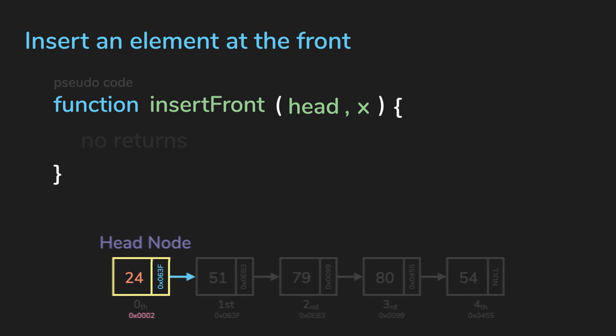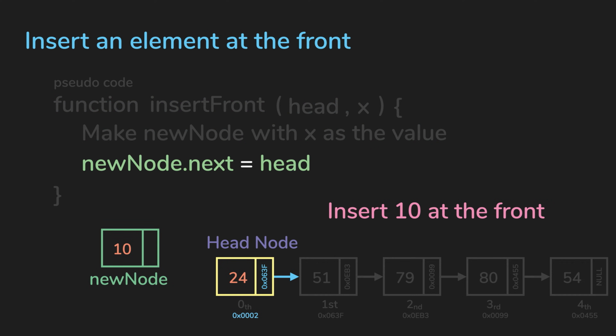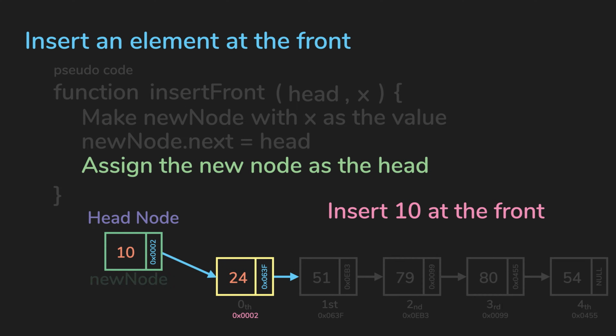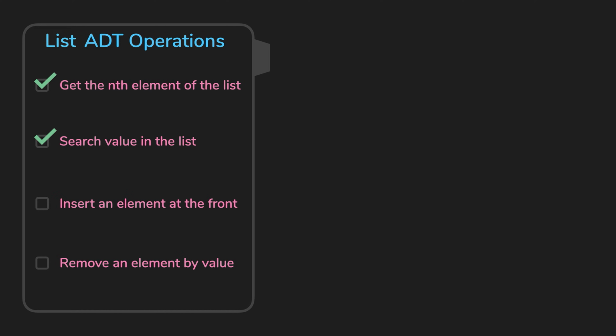So first, let's make a new node and set the value as the input that was passed in. Then we make the next of the new node point to the head. The head, which is now the second node, is already pointing to the next node, so we don't have to do anything about that. And as the last step, we will assign the new node as the head of the linked list. Cool, so that was insert at front.